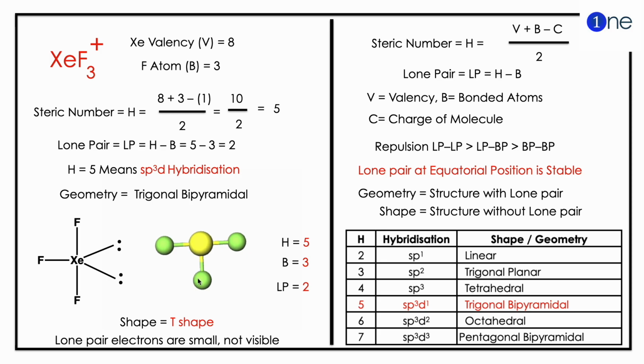So the final structure will be T-shape because lone pairs are not visible when compared to atomic size. So the final shape of xenon trifluoride cation is T-shape.